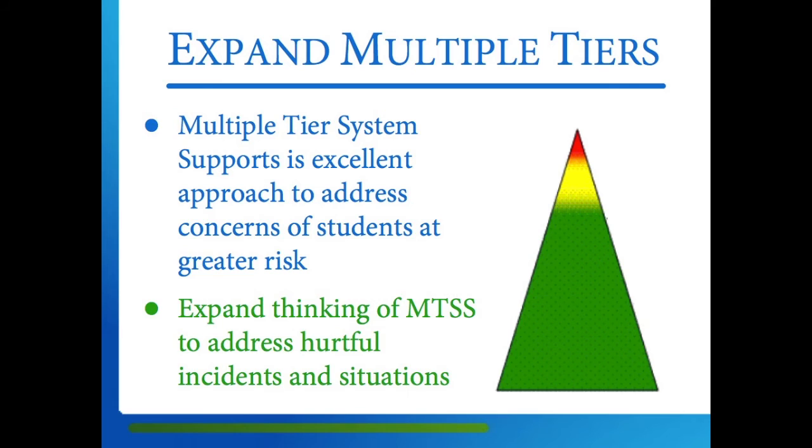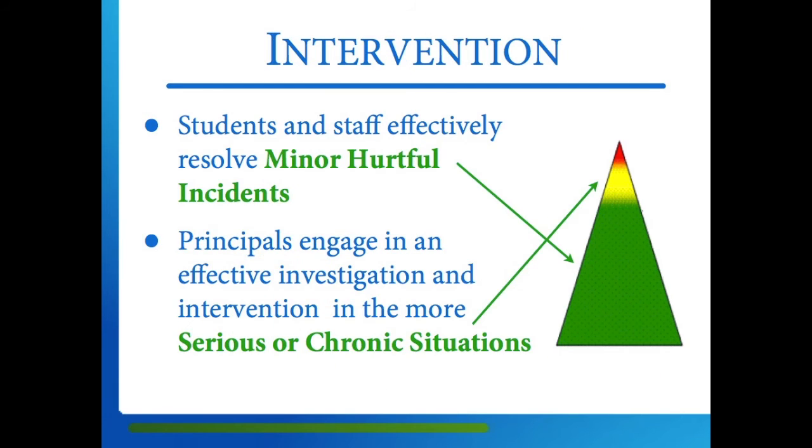I'm a big, strong supporter of a multiple tier system of supports. It's an excellent approach to address concerns of students at greater risk. I think we can expand our thinking of multiple tier system of supports to address the hurtful incidents and situations. So here's how to think about this. Students and staff need to have the skills to effectively resolve minor hurtful incidents, so these are kind of in the green zone, and the principals and the others supporting them, counselors, need to engage in an effective investigation and intervention in the more serious or chronic situations.